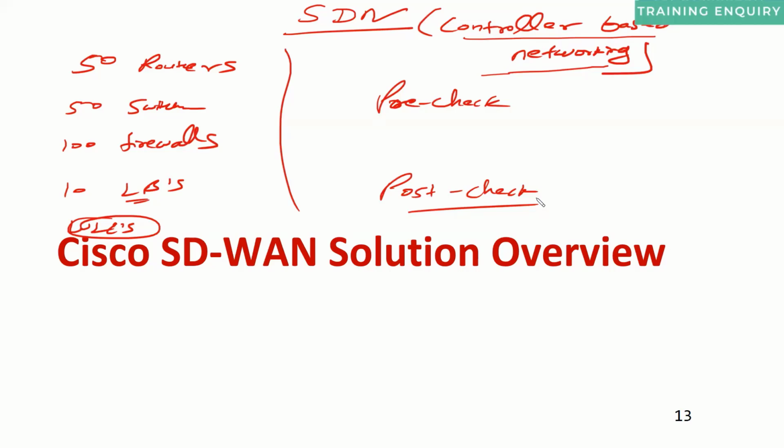And then post-check will also take place. So the pre-check and post-check is going to take more time than implementing the change on the router. Let me tell you. And then later, people started this controller-based networking. So when I say controller-based networking, people started using some scripts to perform this pre-check and post-check.